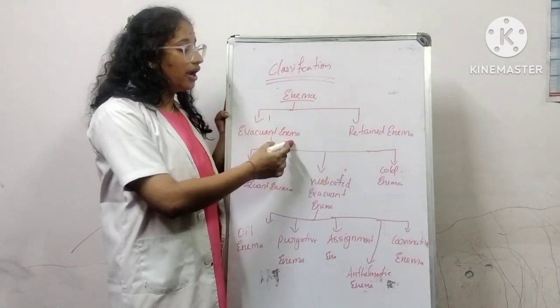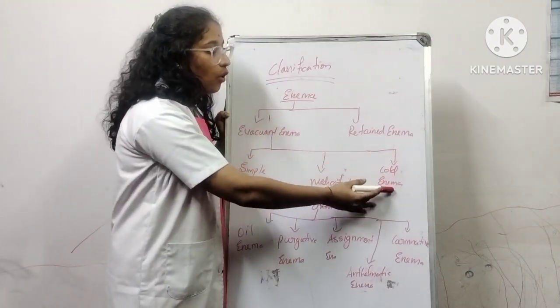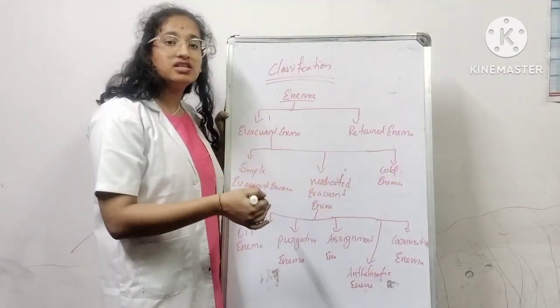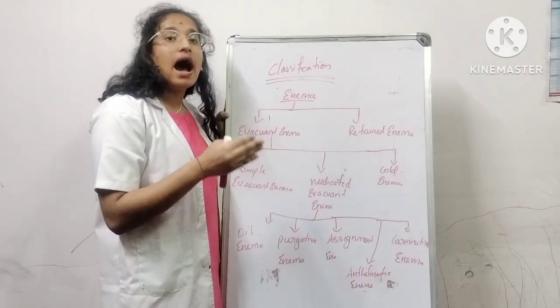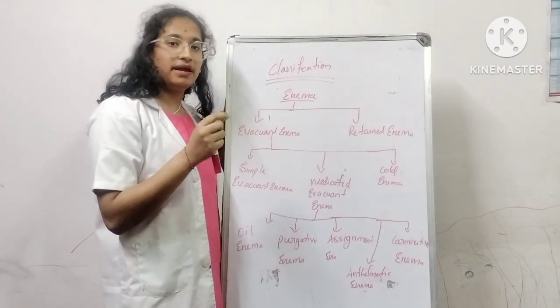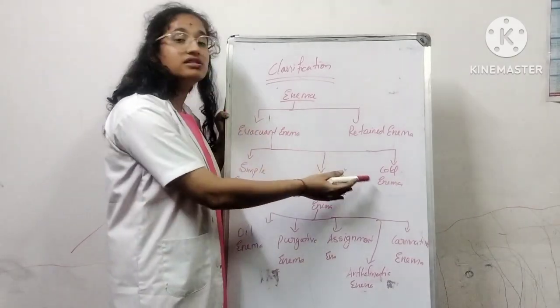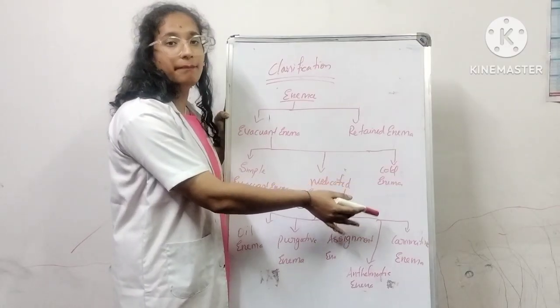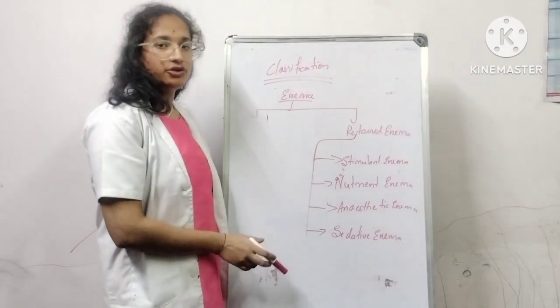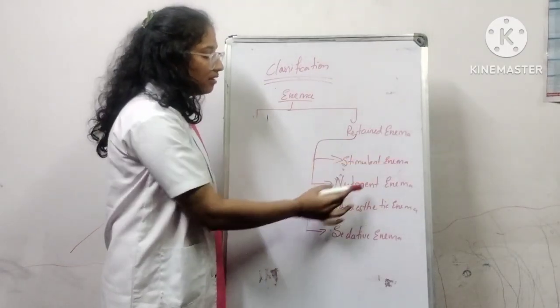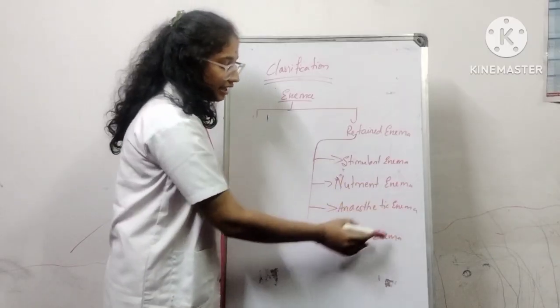In the evacuant enema, the third classification is the cold enema. Cold enema is administered for hyperpyrexia patients. It reduces the body temperature in the patients. The fourth classification has four types: stimulant enema, nutrient enema, anesthetic enema, and sedative enema.